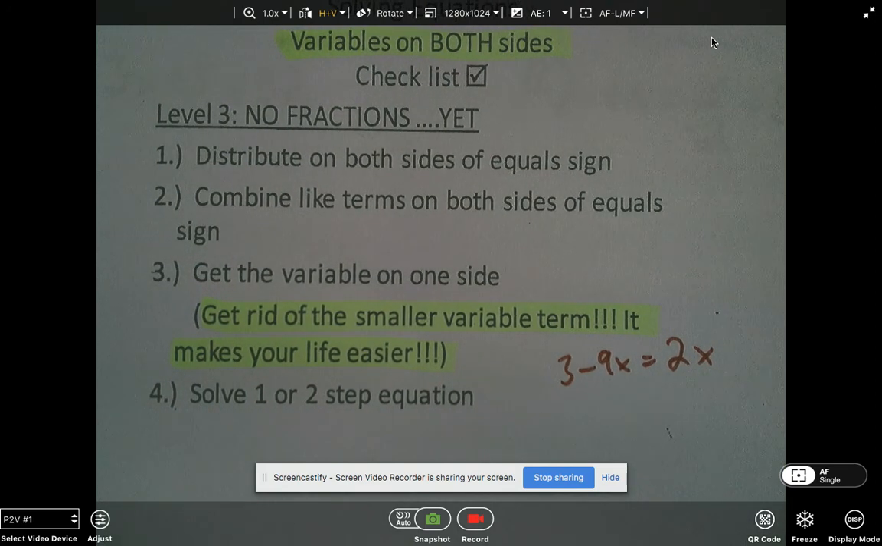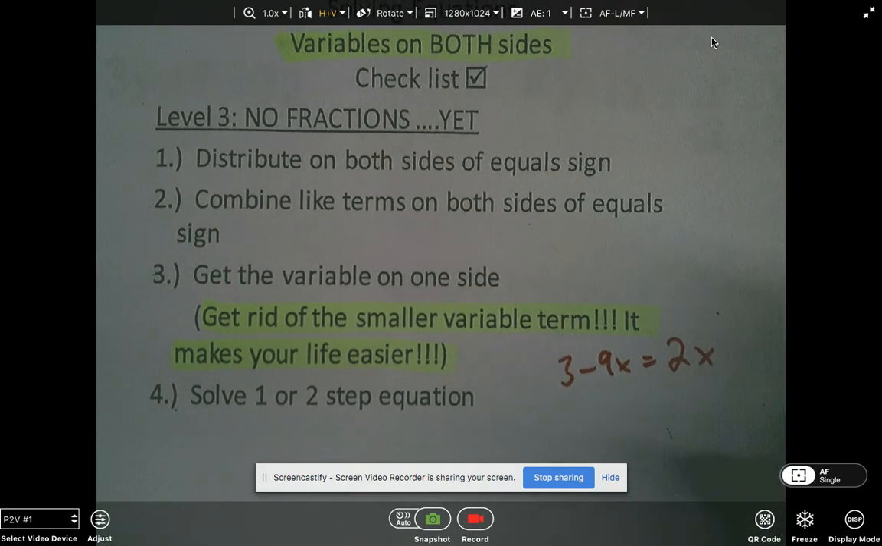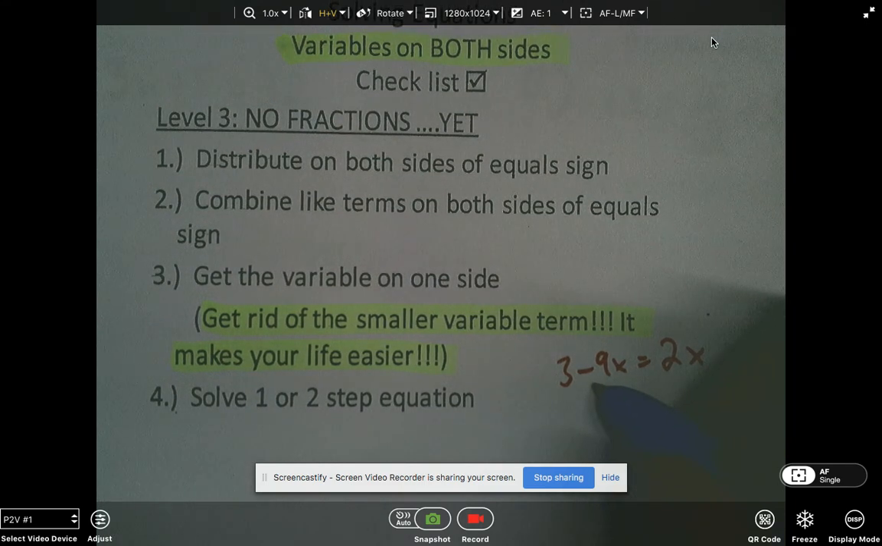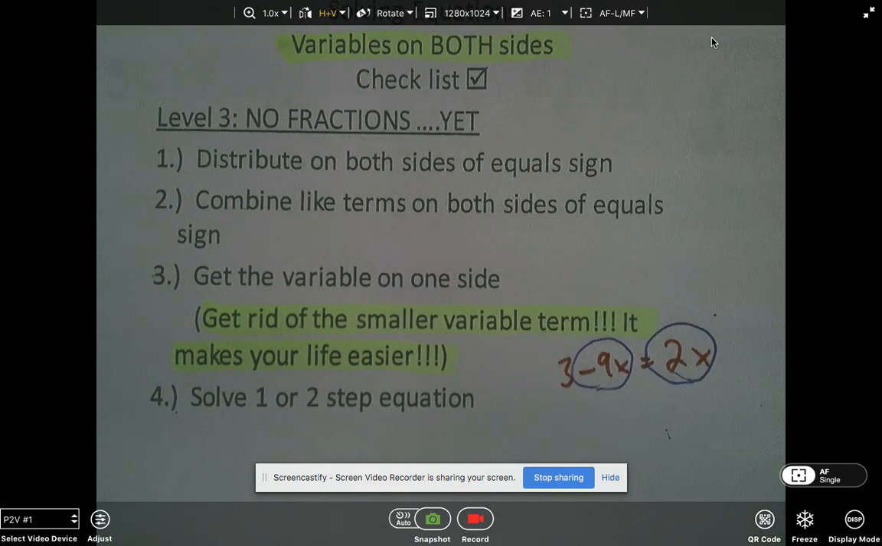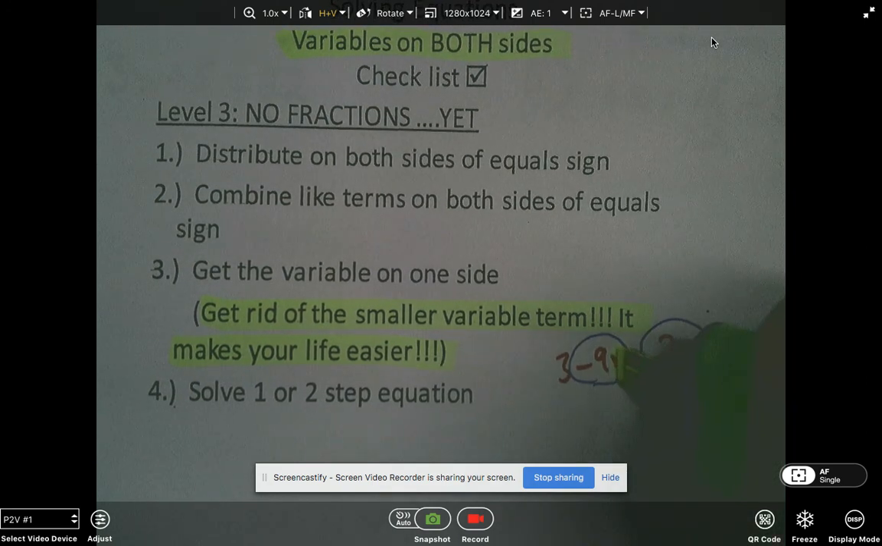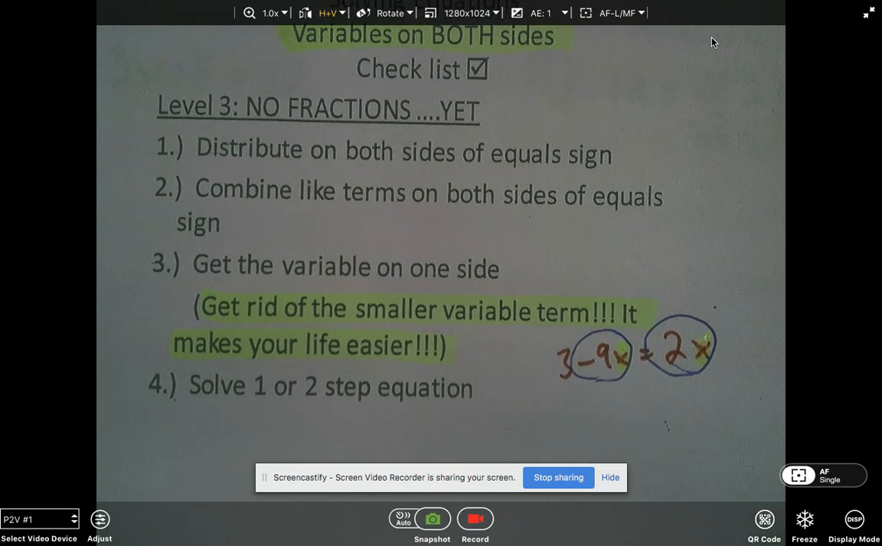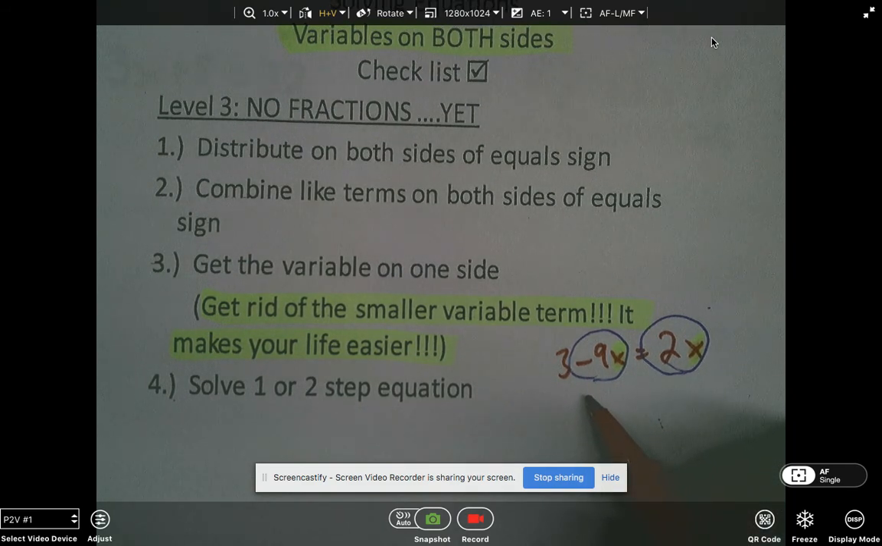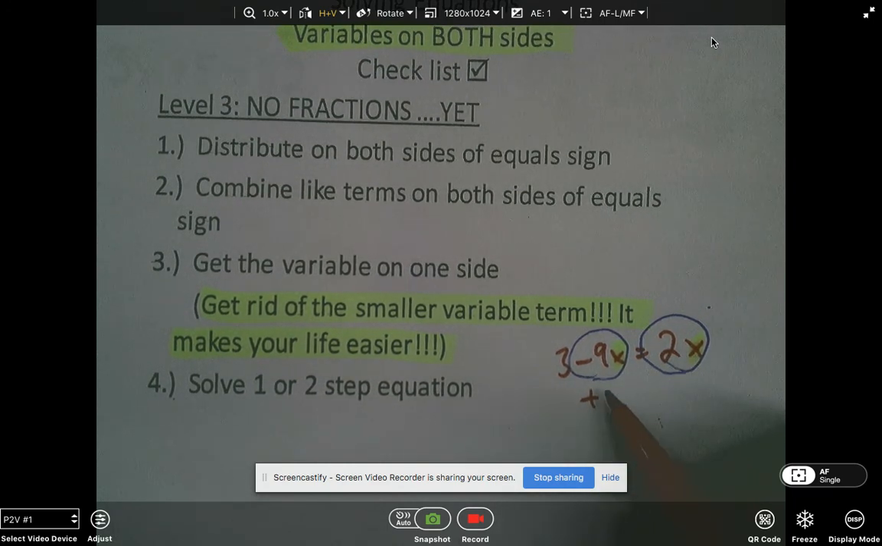So you can see as we're going through this video, when we have this step coming up, which is number 3, I'm going to circle the variable terms, and x's are your variables. Can someone tell me which variable term is smaller? Which one would you get rid of first? Hopefully you said negative 9x, because negative 9 is smaller than 2, even though the digit 9 is bigger than the digit 2. So you would do what to both sides?